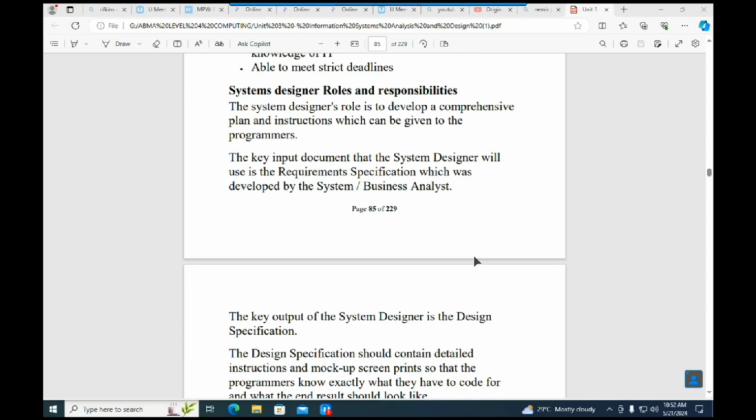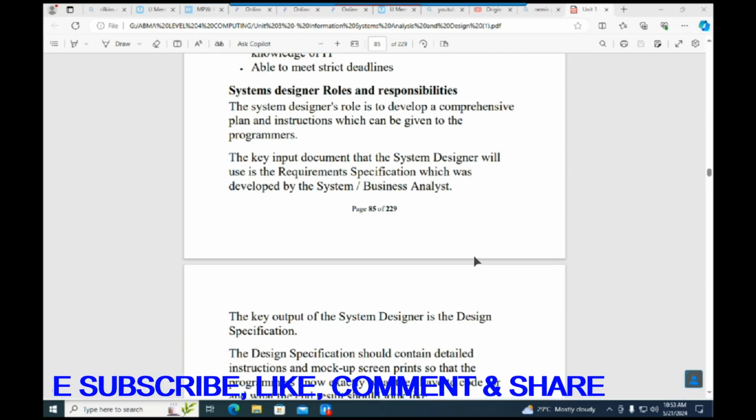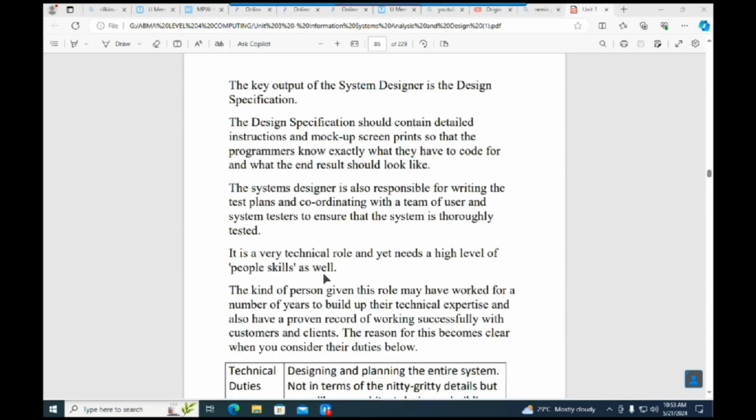So we have some key input document that the system designer is going to use, and that document is the requirements specification. Remember, the requirements specification will be developed by the system analyst or the business analyst. So from the system analyst or the business analyst, those requirements move to the system designer, who is now going to convert those requirements specifications into a proposed design of a system. So that is the key input.